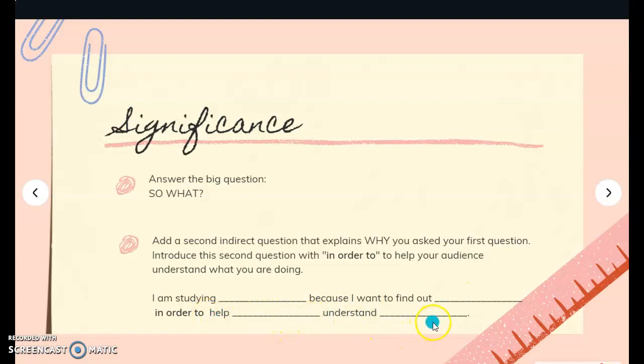blank understand blank. Sorry about my dogs in the background. C'est la vie with virtual learning, right?